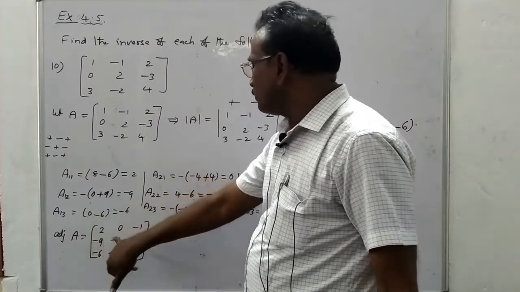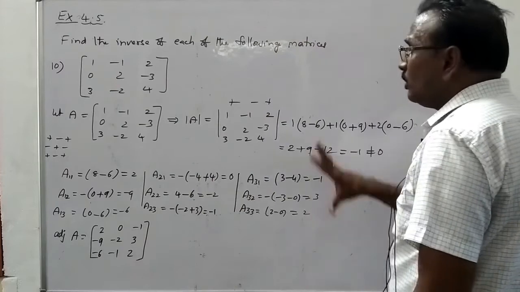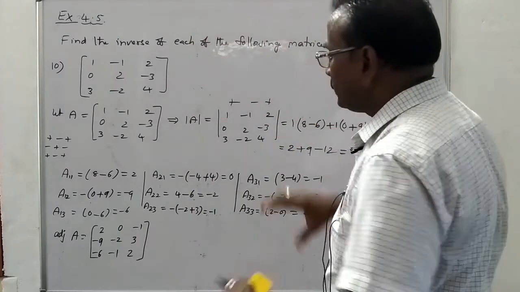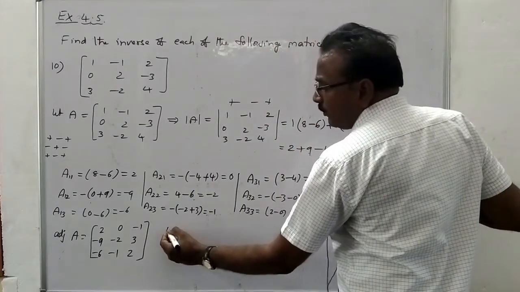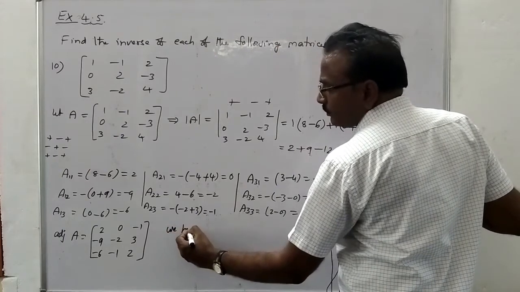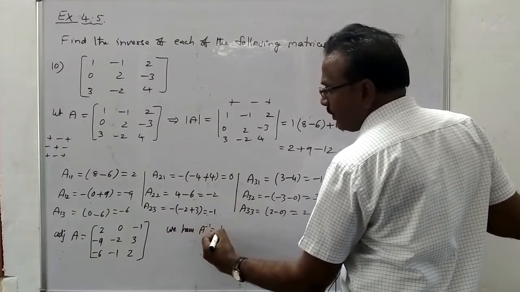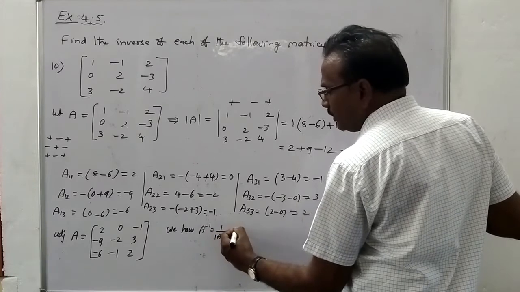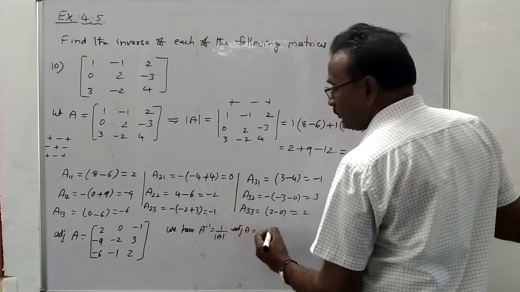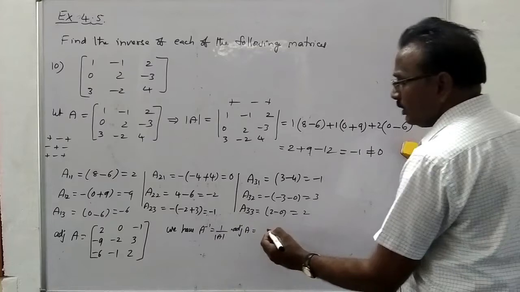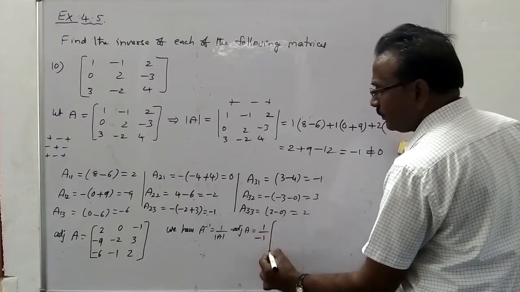Right, adjoint of A is equal to this one. So you have to find the inverse of the matrix. Therefore we have A inverse is equal to 1 by determinant of A into adjoint A. What is determinant of A? Minus 1. So 1 by minus 1 with adjoint A.